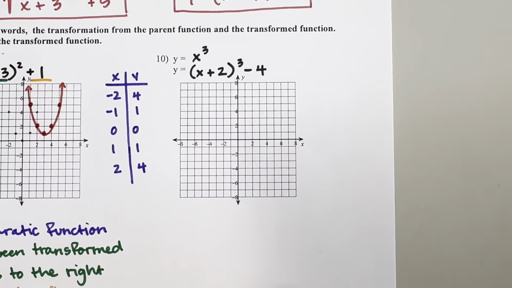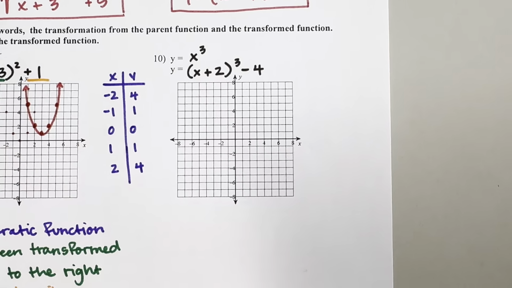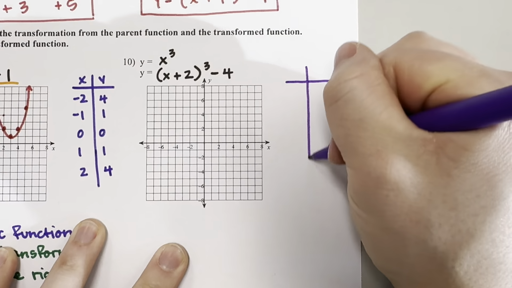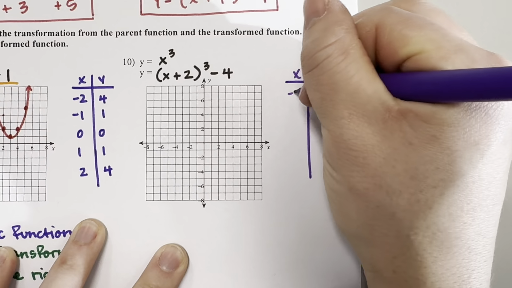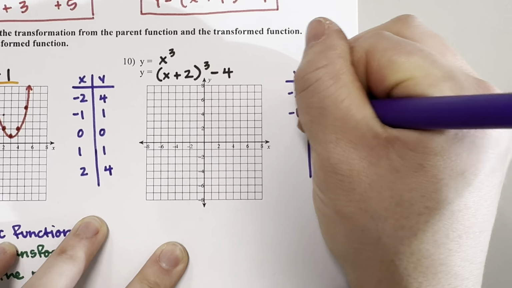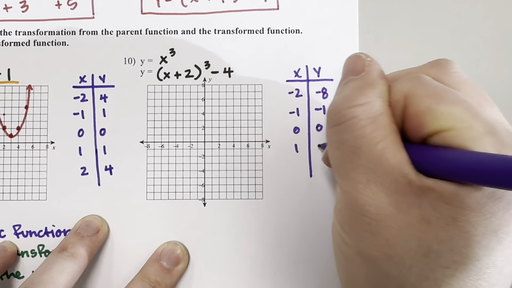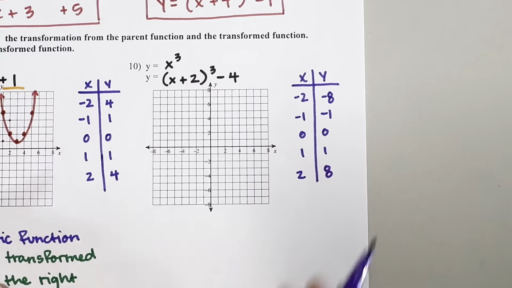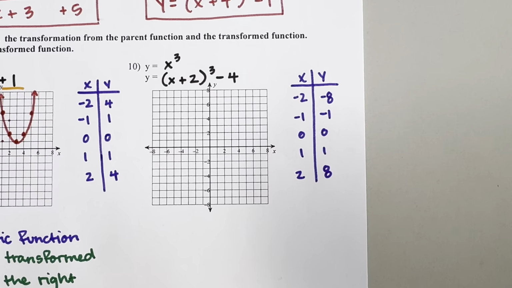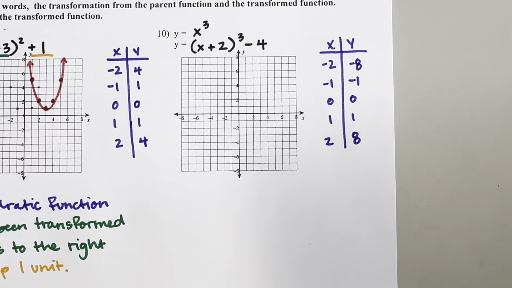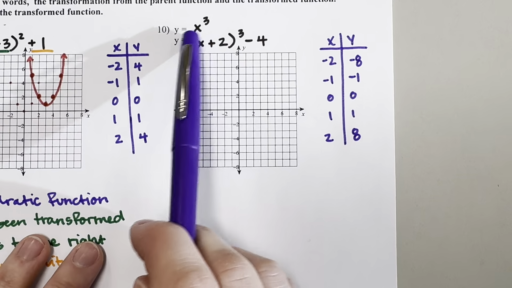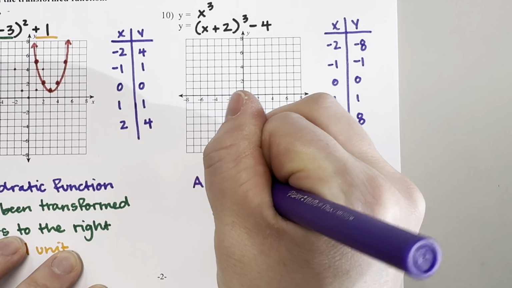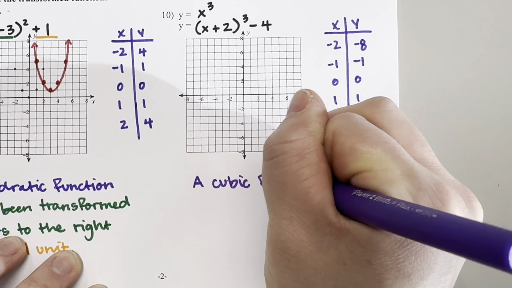All right, my last one. So first thing, I'm going to go ahead and just copy down those parent function coordinate points from the first page. Okay, well, that was -2, -8, -1, -1, 0, 0, 1, 1, 2, +8 for my cubic parent function. Okay, so now that I have those, let's go ahead and describe how it's been moved. So the first thing, describe what type of function it is. This was a cubic function.